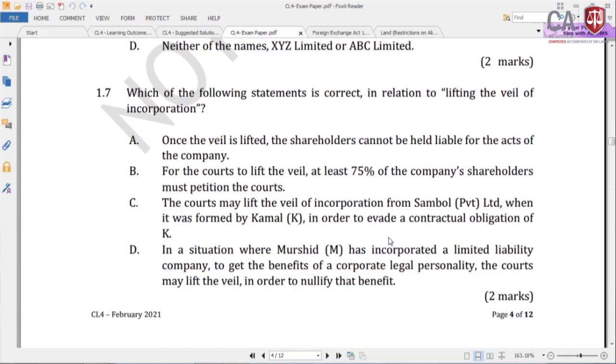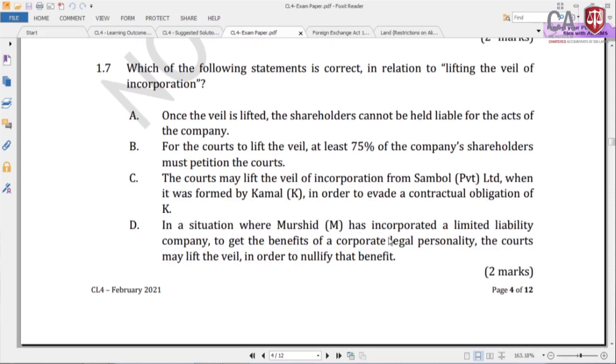Then the next question: which of the following statements is correct in relation to lifting the corporate veil of incorporation? So, let us read the statements. A: once the veil is lifted, the shareholders cannot be held liable for acts of the company.